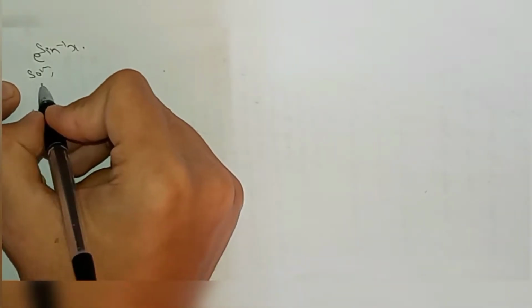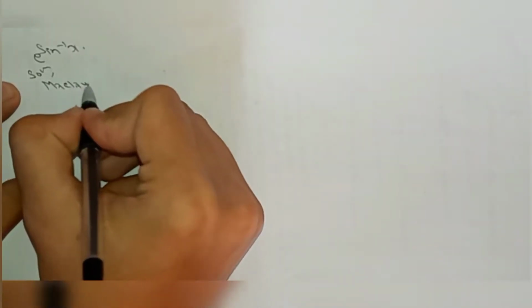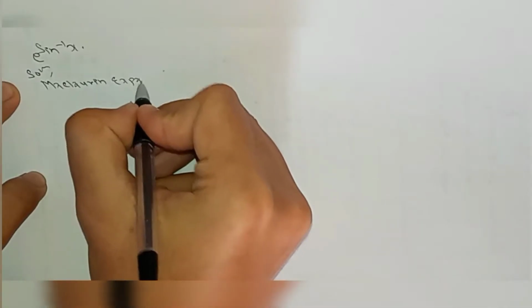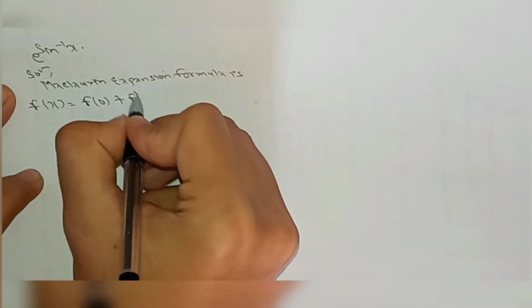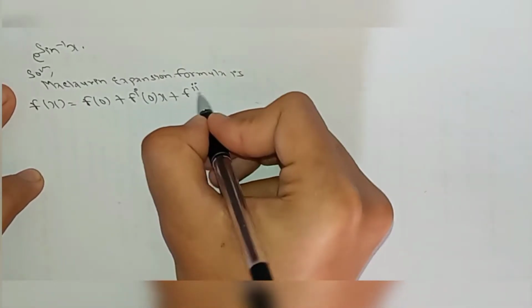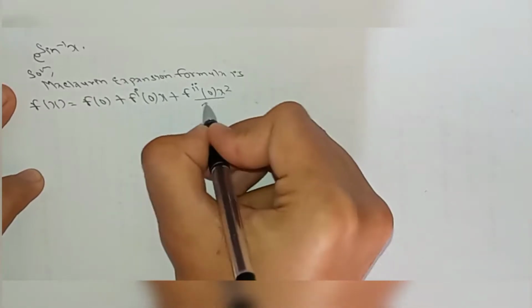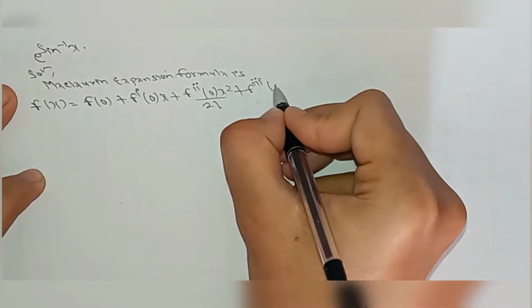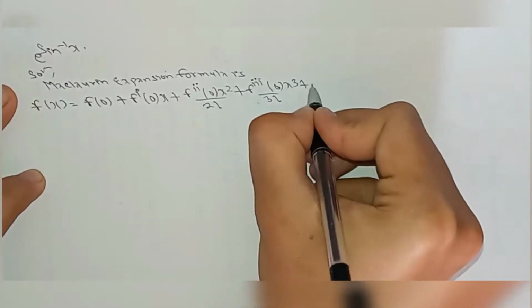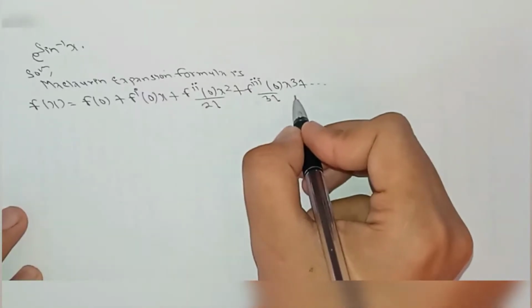We have the Maclaurin expansion. The Maclaurin expansion formula is f of x is equal to f of 0 plus f dash of 0 x, where the dash means differentiation, plus f double dash of 0 x square by 2 factorial, plus f triple dash of 0 x cube by 3 factorial. Normally we have to find up to three terms.